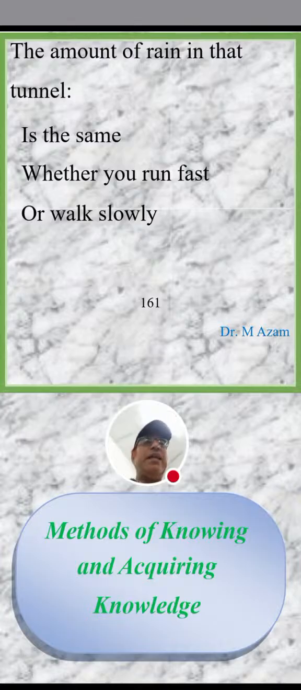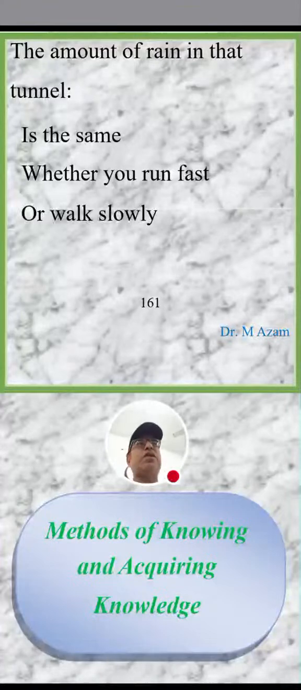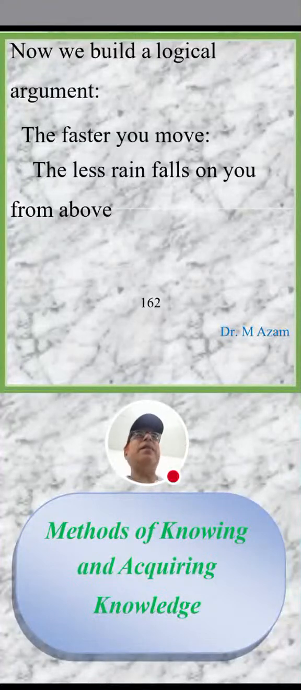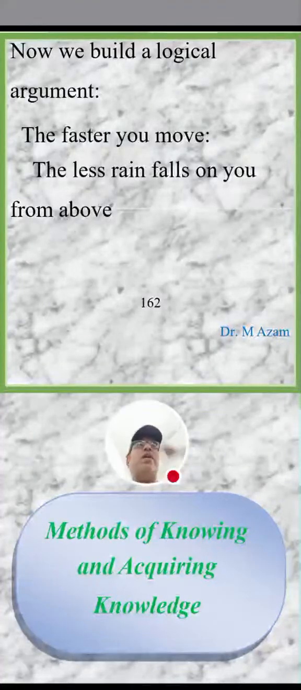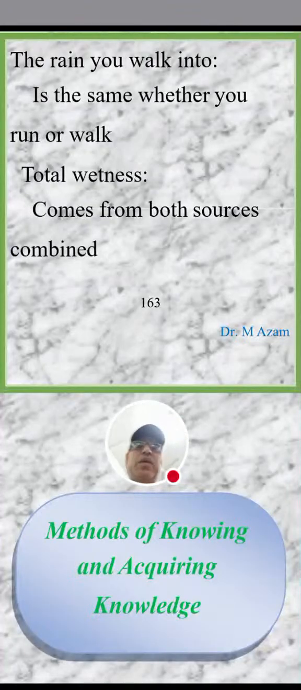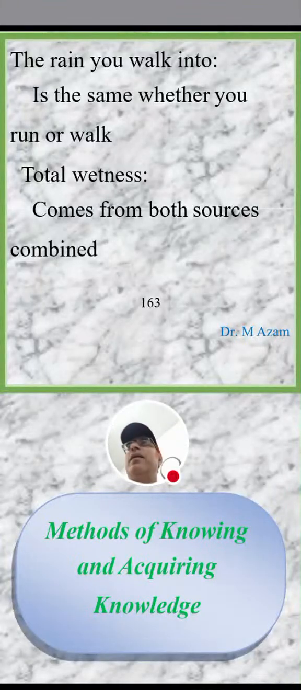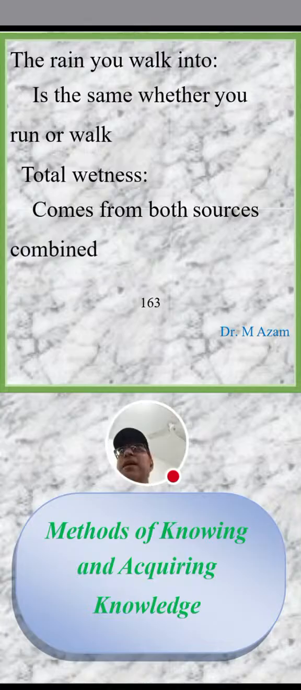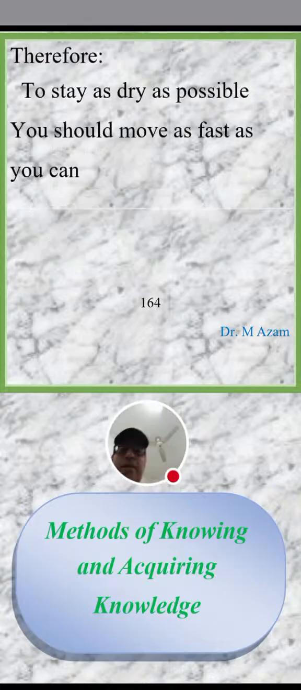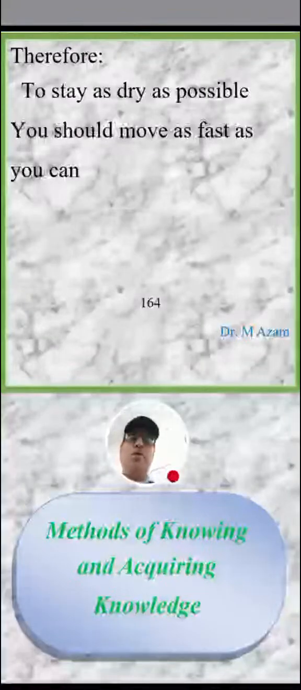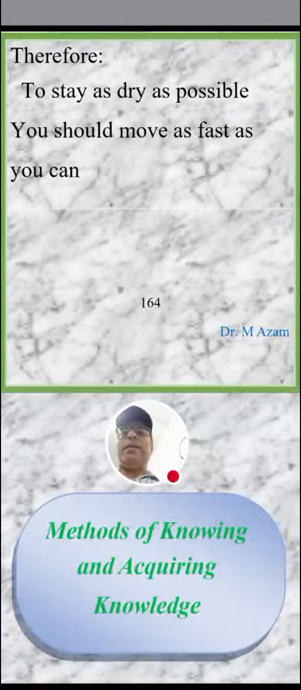The amount of rain in that tunnel is the same whether you run fast or walk slowly. Now we build a logical argument. The faster you move, the less rain falls on you from above. The rain you walk into is the same whether you run or walk. So total wetness comes from both sources combined. Therefore, to stay as dry as possible, you should move as fast as you can.